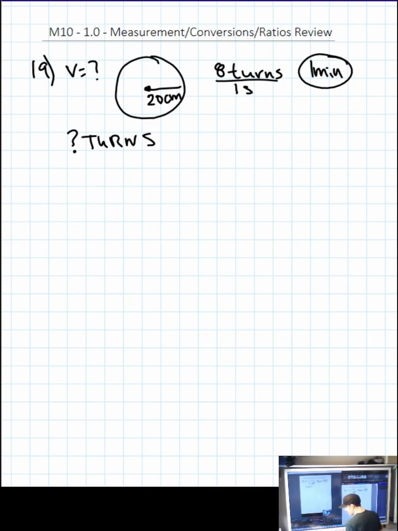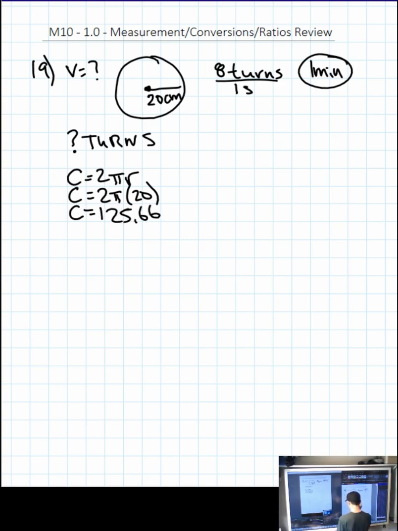So, first things first, find the velocity. So, we're going to start by finding the circumference of the wheel. C equals 2 pi r. C equals 2 times pi times a radius of 20. Therefore, on the calculator, if we take 2 and times it by pi and times it by 20, we're going to get 125.66 centimeters.